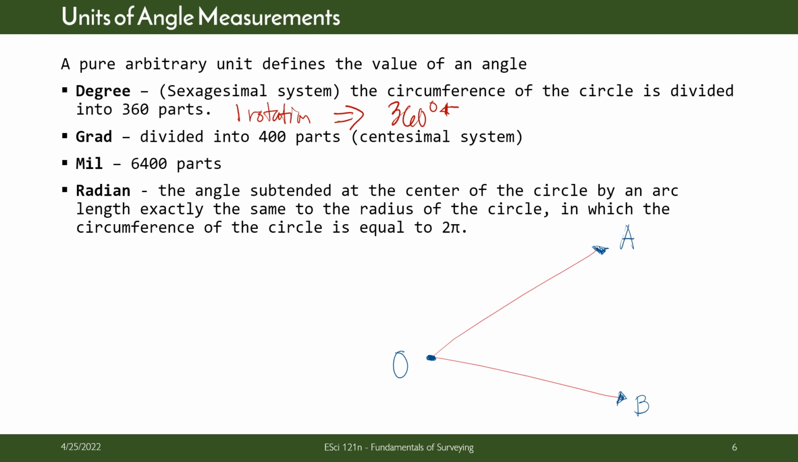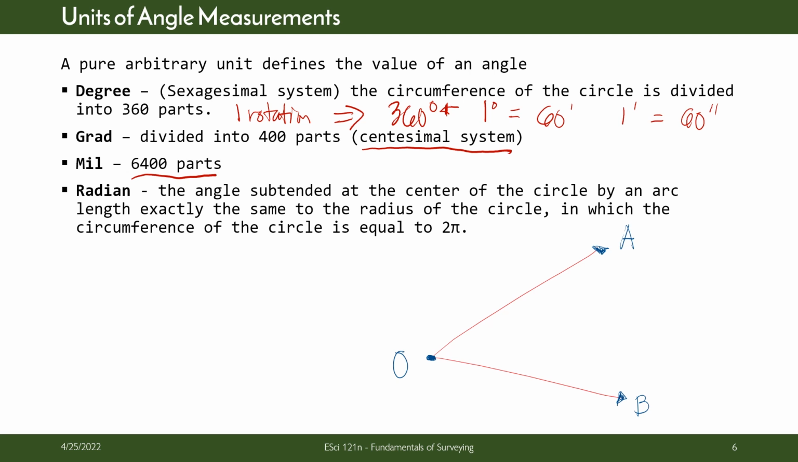And 1 degree is equivalent to 60 minutes, and 1 minute is equivalent to 60 seconds. So don't forget about these units. Second, we have the grad, or gradients, which is divided into 400 parts, or the centesimal system. Then we have the mil, which is divided into 6,400 parts.